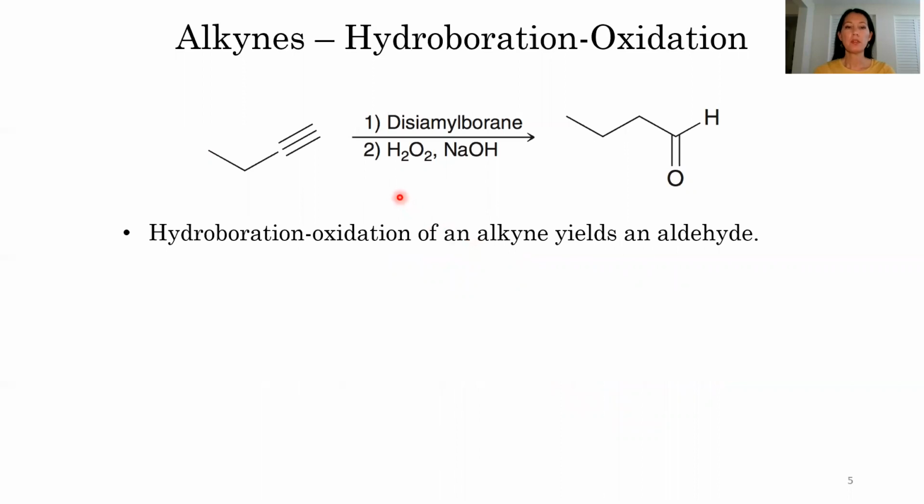This is a common reagent mixture here, dicyclohexylborane, followed by oxidative conversion of the boron to the OH, and then tautomerization to the aldehyde. So overall, don't get lost in all of these reagents, but basically you have a terminal alkyne that can be converted into the aldehyde product. Make sure you're preserving the same number of carbons, 1, 2, 3, 4, 1, 2, 3, 4.